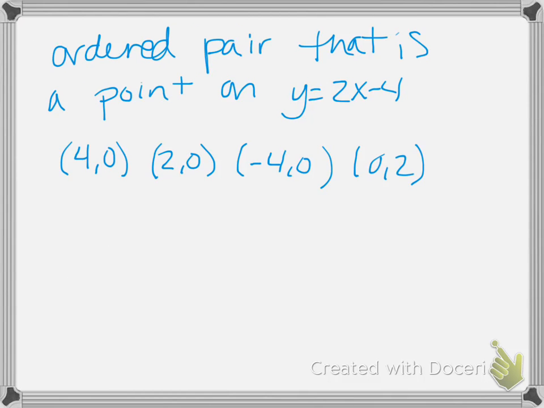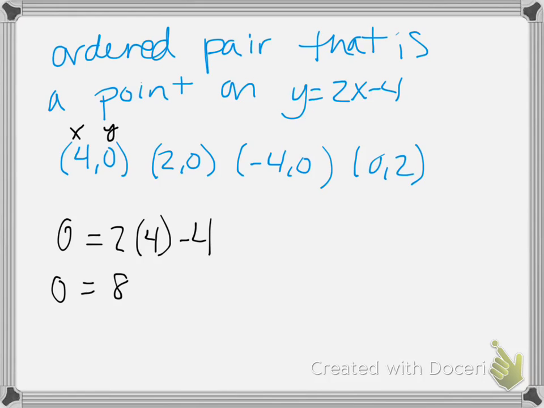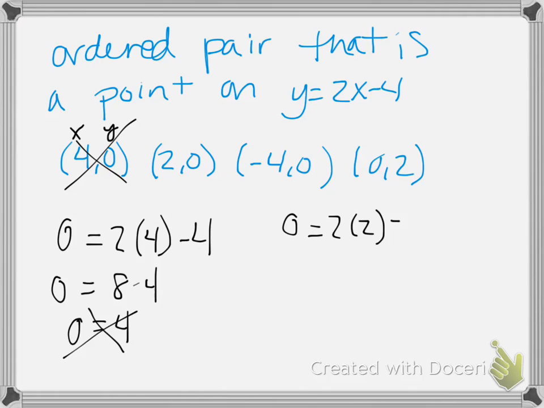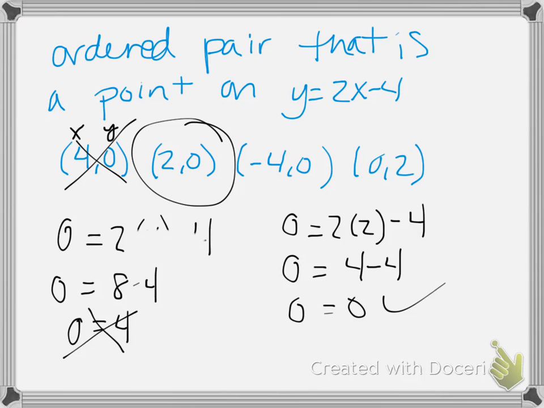The ordered pair that is a point on y equals 2x minus 4. I am just going to plug these in for x and y and see if my ordered pair works. So I get 0 equals 2, my x value is 4. So 0 equals 8 minus 4, 0 equals 4. They do not equal, so that is not a point. Let's try the next one. 0 equals 2 times 2 minus 4, so 0 equals 4 minus 4, 0 equals 0. So that one works. So that point sits on it.